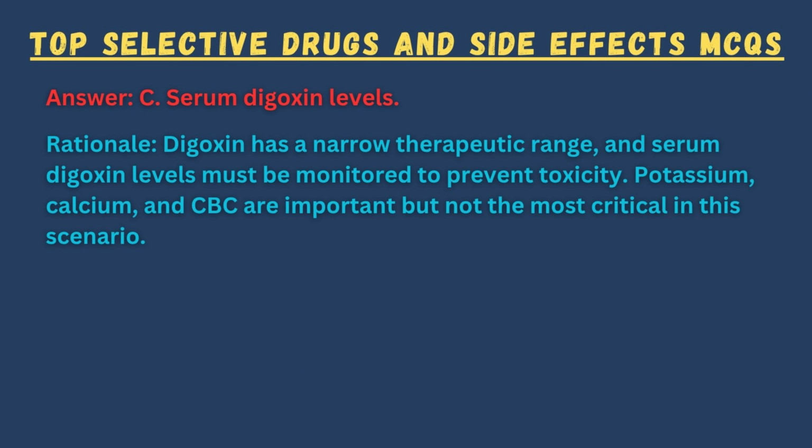Answer: C. Serum digoxin levels. Rationale: digoxin has a narrow therapeutic range, and serum digoxin levels must be monitored to prevent toxicity. Potassium, calcium, and CBC are important, but not the most critical in this scenario.